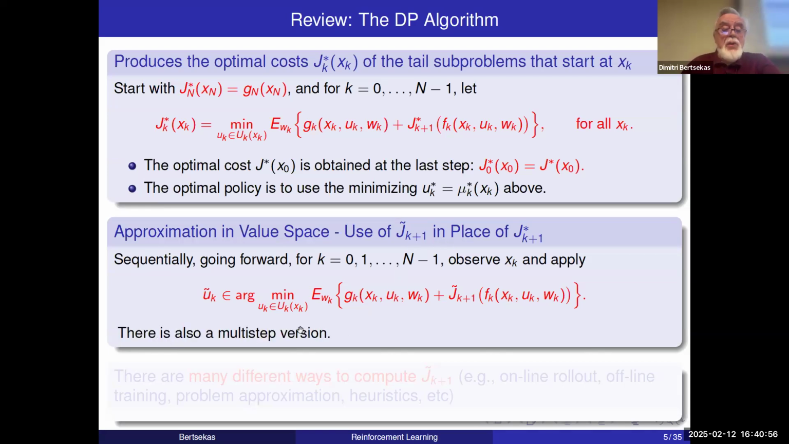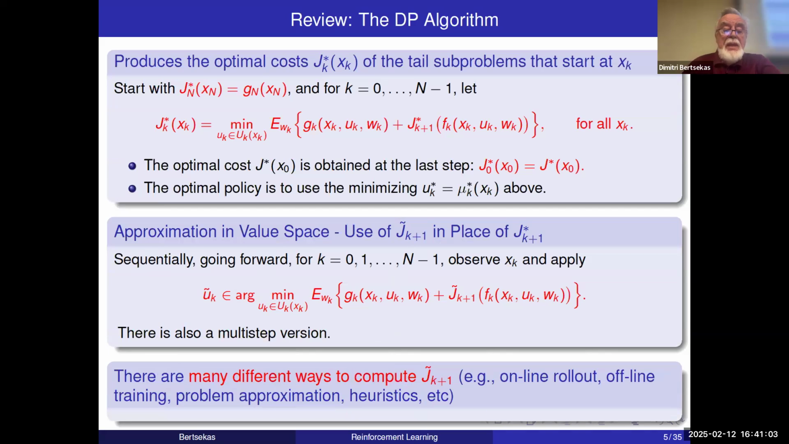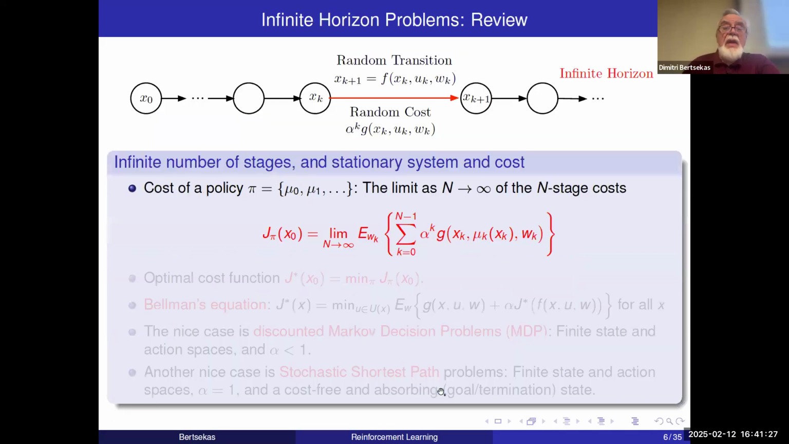And there's also a multi-step version of approximation in value space that we have talked about. And we also noted that there are many different ways to calculate these J tilde functions: online rollout, offline training with a neural network or something similar, problem approximation, using the optimal cost of a simpler problem as your J tilde for the more complicated problem, various heuristic cost functions, and so on.